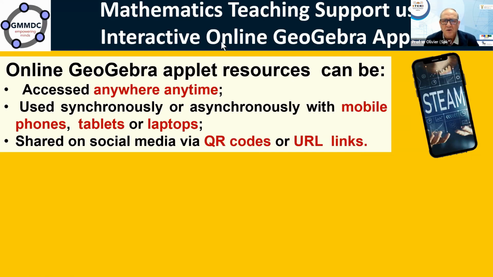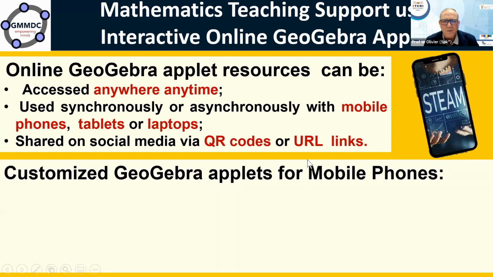We use QR codes and URL links. The URL is a link directly to the applet online on the GeoGebra platform as it is. And the QR code is a very flexible way to access the applet by just scanning with your phone or any other device that has a scanner, to access the applet directly and synchronously as well.